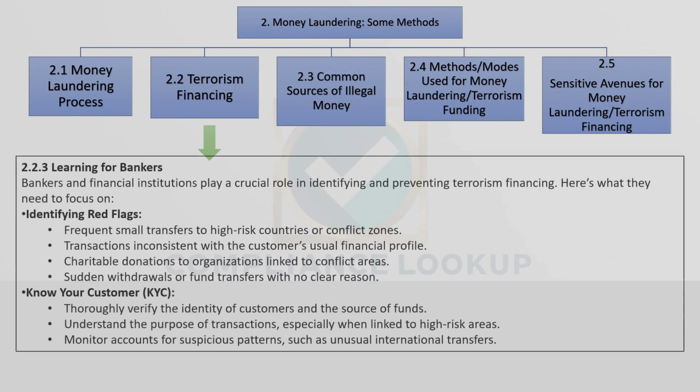Now, coming to learning for bankers. Bankers and financial institutions play a key role in identifying and preventing terrorism financing. To do so, they need to be vigilant and focused on detecting suspicious transactions that may indicate the movement of funds to support terrorist activities. One of the primary tasks is identifying red flags, such as frequent small transfers to high risk countries or conflict zones, which are often used to move funds discreetly.